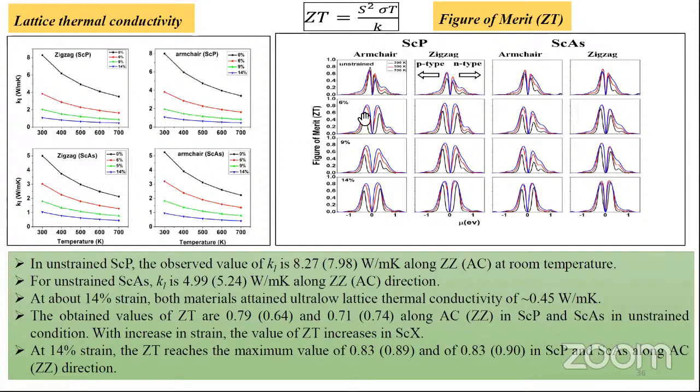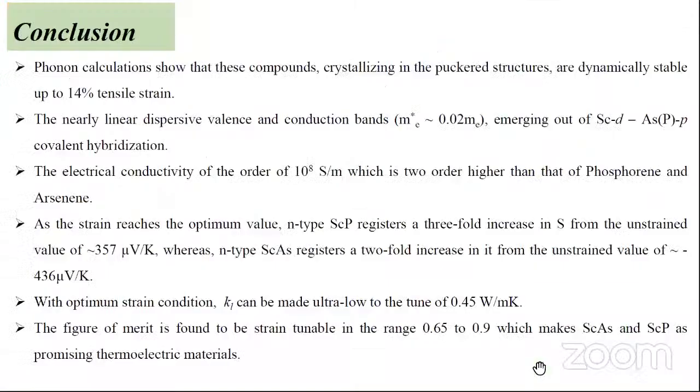So finally, we have calculated the value of figure of merit of these materials. The value of ZT is 0.79 and 0.64 in the case of armchair and zigzag for scandium phosphide, and 0.71 and 0.74 in the case of scandium arsenide. So as the strain increases, the value of ZT also attains the maximum value, which is equal to 0.83 and 0.89 in the case of scandium phosphide, and 0.83 and 0.99 in the case of scandium arsenide.